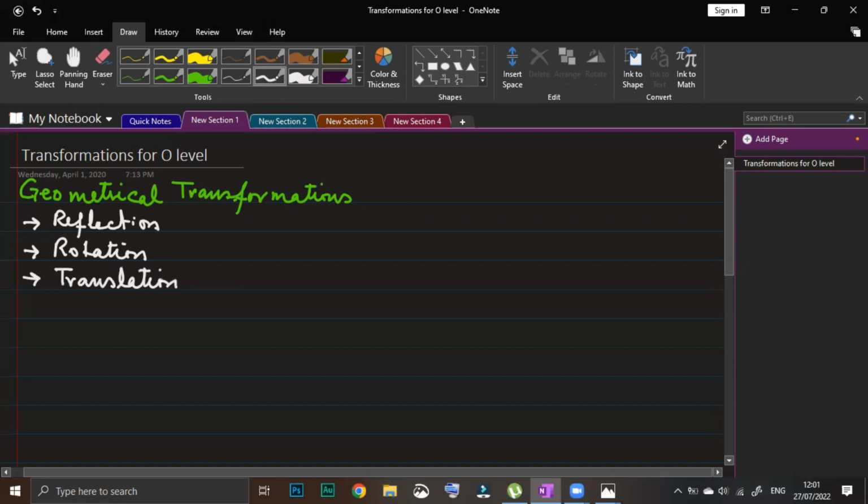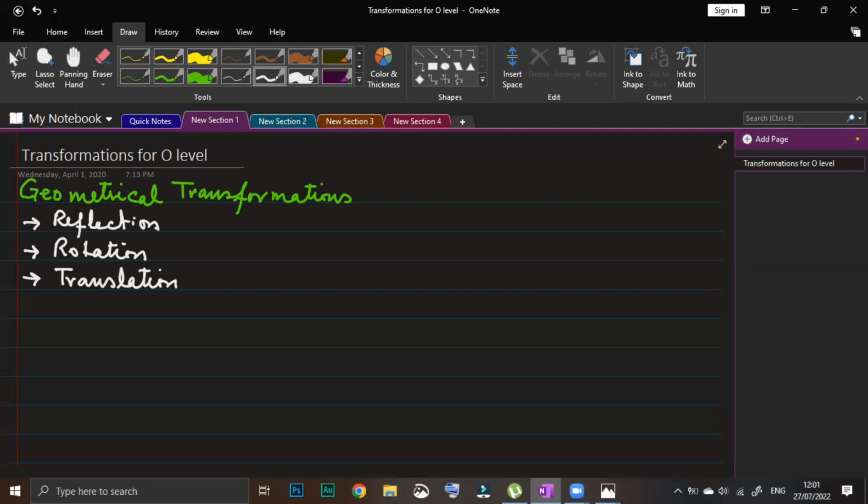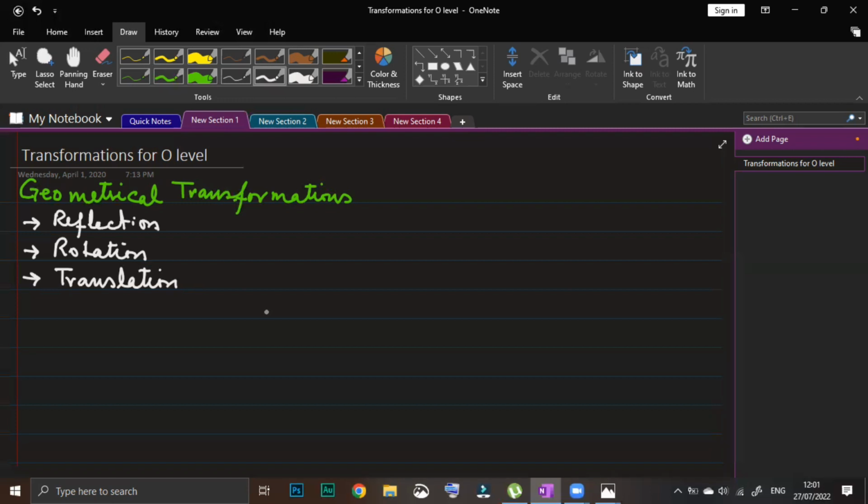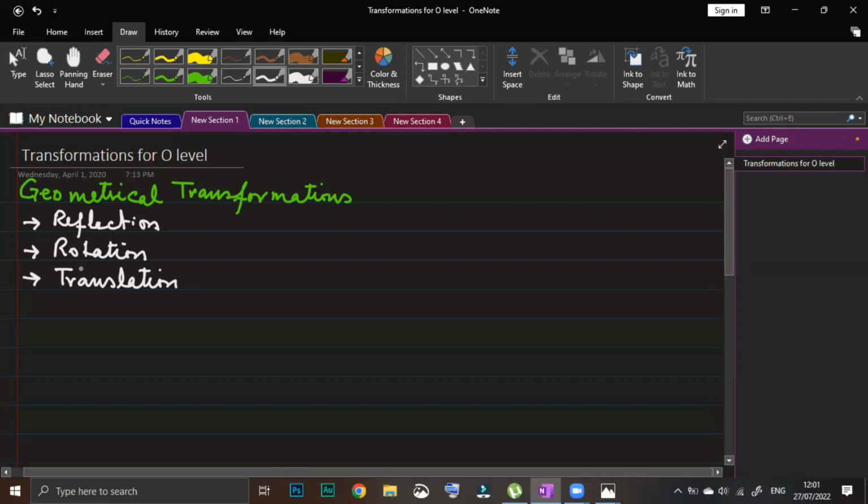In all these three transformations, the area of the image and the object is the same. There is no change in the area after reflection, there is no change in the area after rotation, and there is no change in the area after translation. Now we will study reflection in detail.